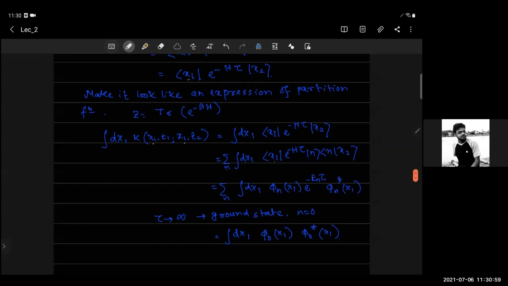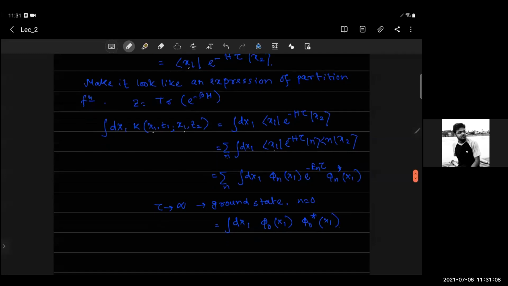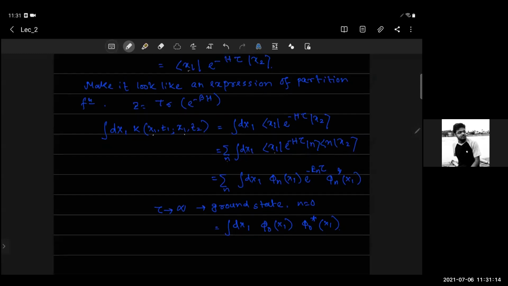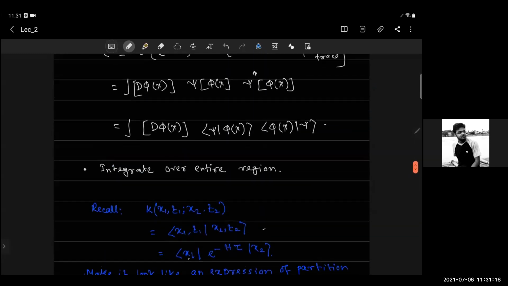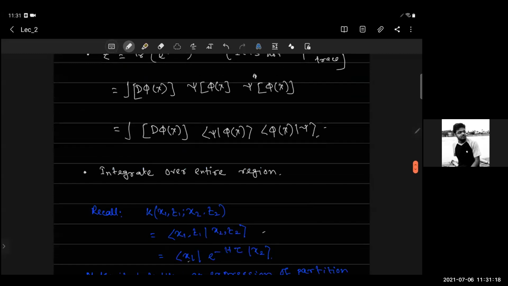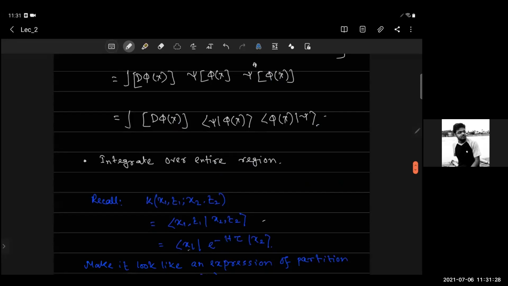And you again take tau going to infinity so that only the ground state contributes. And finally, you get the expression of the partition function, because you have taken the trace: integral dx1 phi 0 x1 and phi 0 star x1. Now you look at this expression. One can convince oneself this is indeed the expression of the partition function in the field theory. Is it okay? Any question, comment?